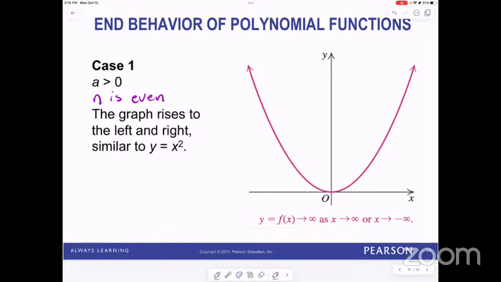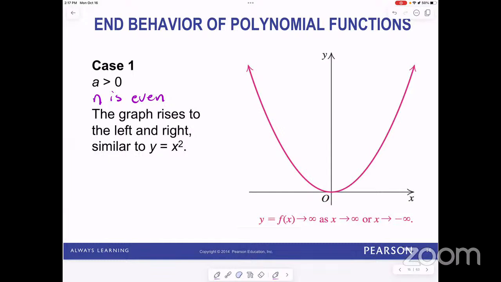If we have a positive leading coefficient, because a is positive, that tells us the right-hand side goes up to the right. Because n is even, the left-hand side does the exact same. This doesn't give us any information about the middle, but we know that it goes up to the right and up to the left. So again, the leading coefficient tells us about the right hand. The degree of the polynomial, even or odd, tells us about the left hand, right?